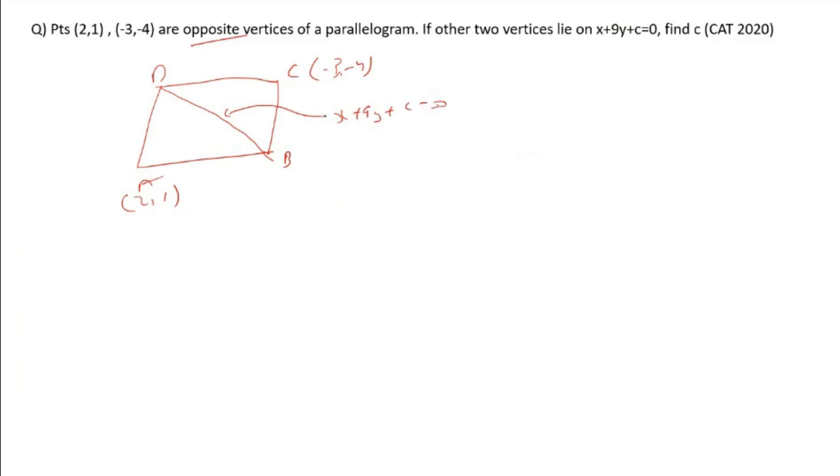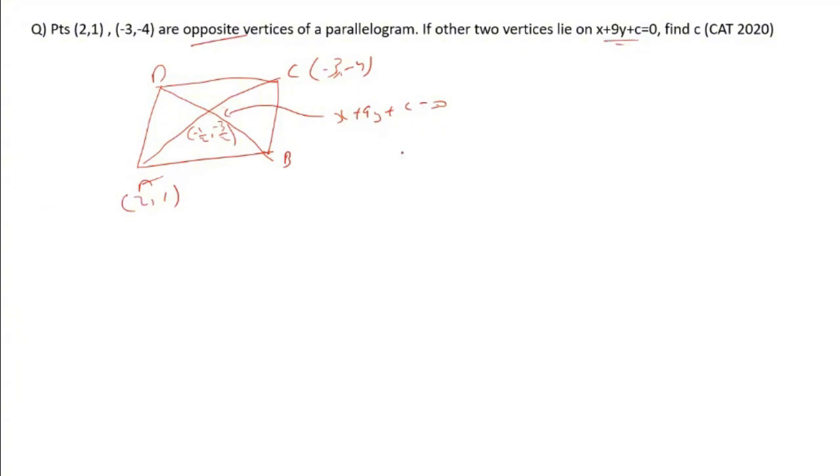We just covered that for a parallelogram, the diagonals have to bisect each other, right? So if I join this, the midpoint of this diagonal should be the midpoint of this diagonal as well. What is the midpoint of this diagonal? It is (2 minus 3) by 2, which is minus 1 by 2, and (1 minus 4) by 2, which is minus 3 by 2. Right. So now this point will lie on the other diagonal as well. So just put those values in this equation, you will get it.